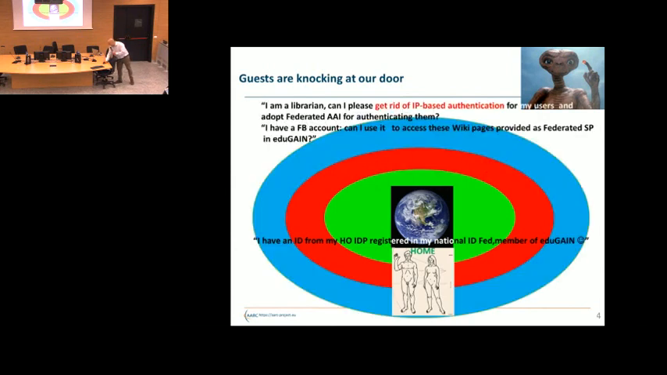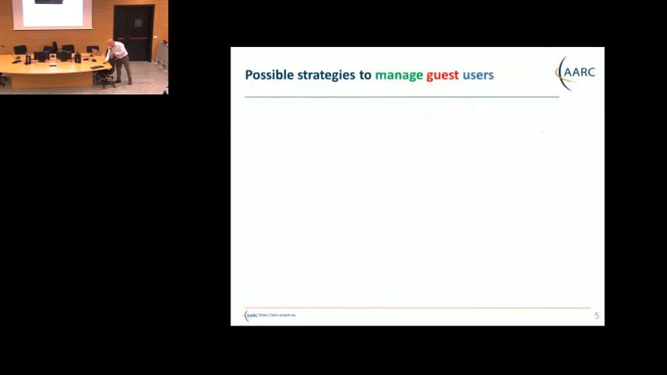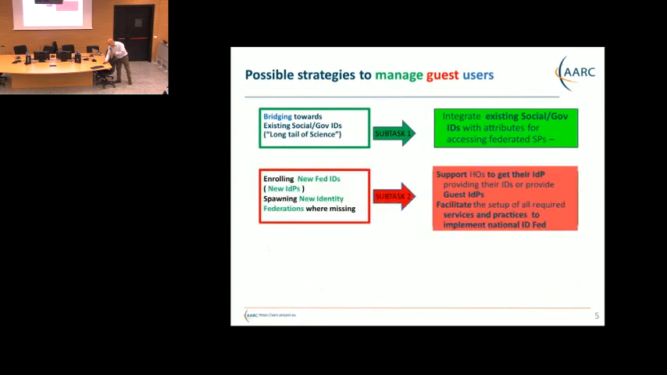And another kind of guest knocking is a librarian. Can I please get rid of IP-based authentication? It has a lot of drawbacks for my users, and I want to adopt federated AAI for authenticating them. Also, I have a Facebook account. Can I use it to access these wiki pages provided as a federated SP in eduGAIN? So it's a very wide topic to address, and I try to use a color code to help.